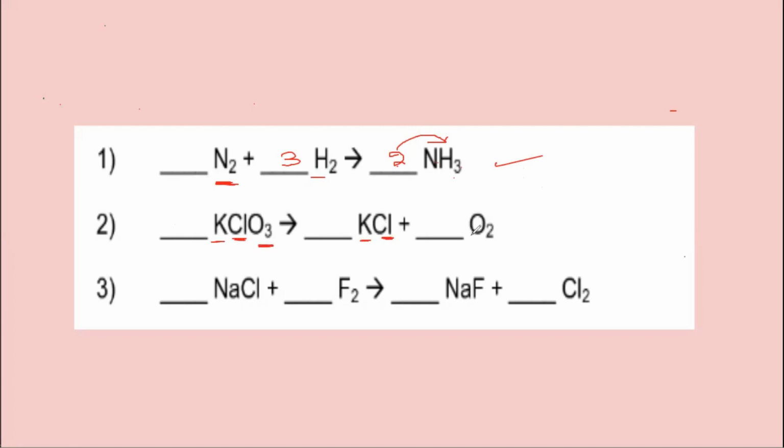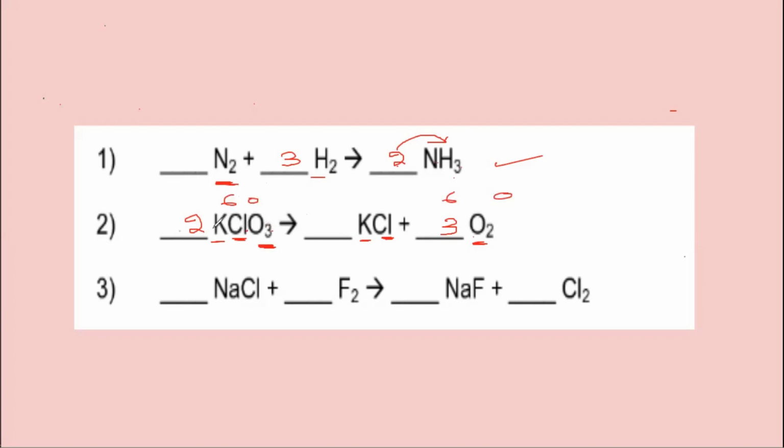3 oxygen in the reactant side, 2 oxygen in the product side. So 3 and 2 can never become equal. Make both of them 6. If I write 3 in front of this oxygen, it will become 3 2s are 6. I have to make this oxygen also 6 in the reactant side. So I will write 2 in front of the whole compound. So my oxygen has become 6. So 6 oxygen, 6 oxygen.